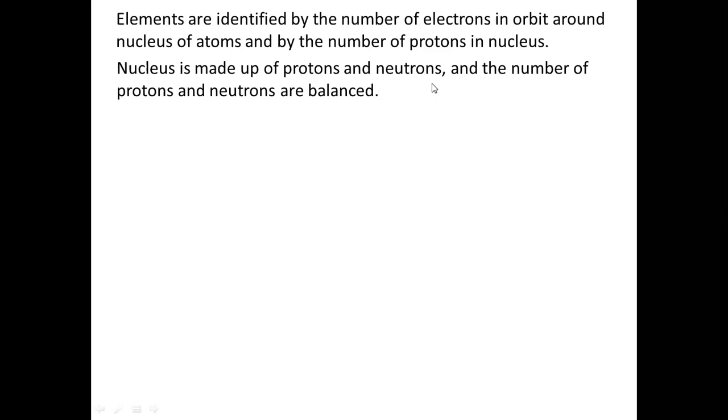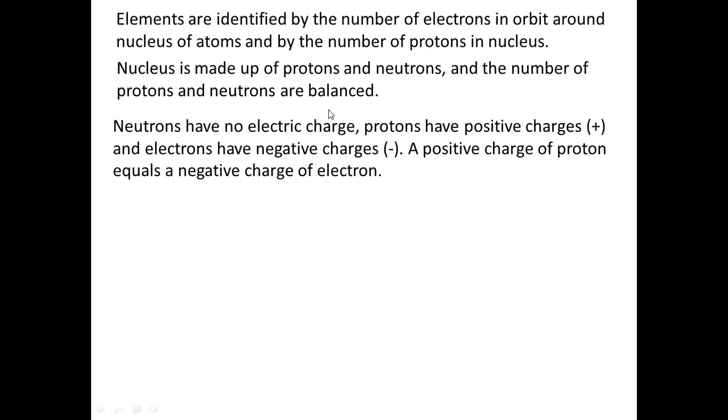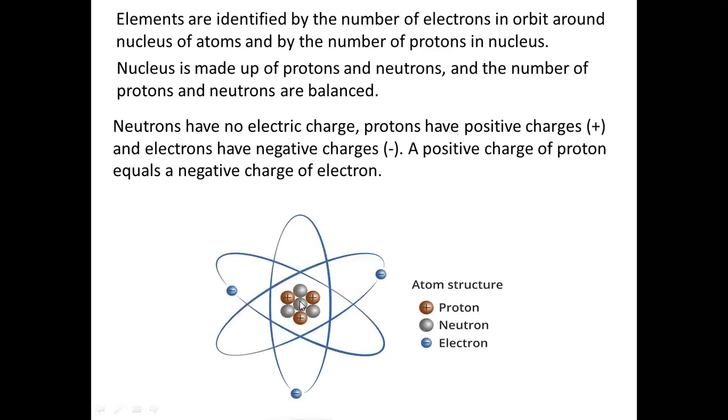The nucleus is made up of protons and neutrons, and the number of protons and neutrons are balanced. Neutrons have no electric charge. Protons have positive charge, and electrons have negative charge. A positive charge of protons equals the negative charge of electrons. So the proton is positive and the electron is negative, and they have equal amounts. Therefore, the positive and negative form a neutral atom.